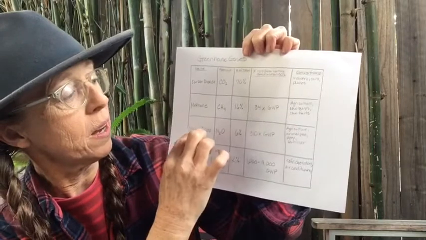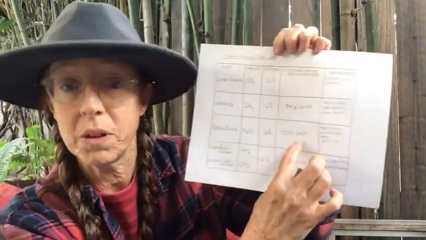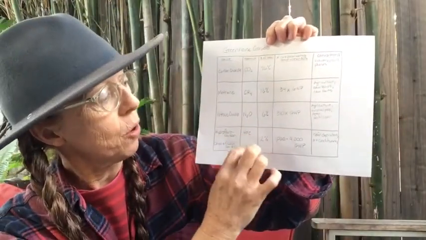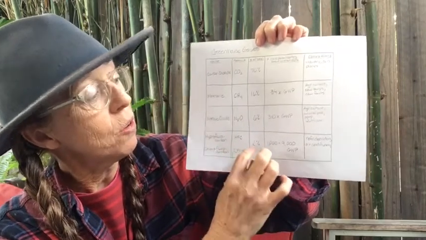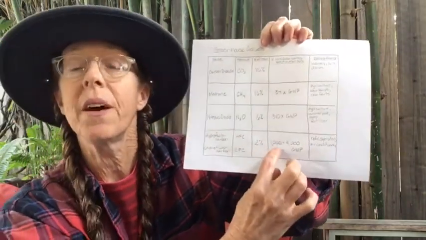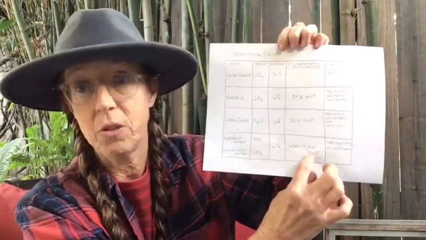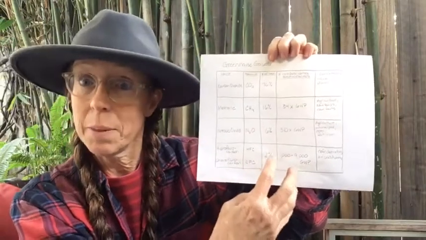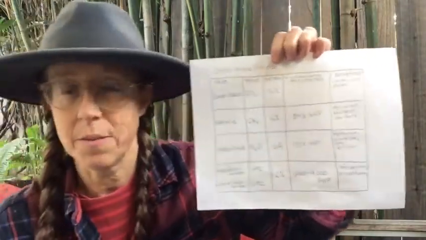If you look at nitrous oxide, it has 310 times more global warming potential than CO2. If you look at the hydros, HFC and CFC, they're only 2%, but they have 1,000 to 9,000 times more global warming potential than CO2. So that's a lot of information to think about. And the last column is, where do these gases come from?